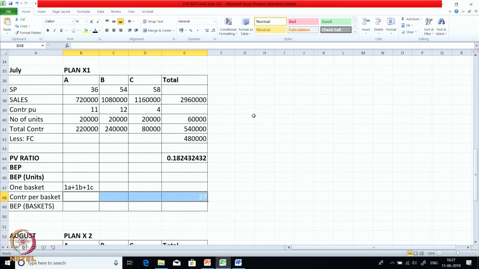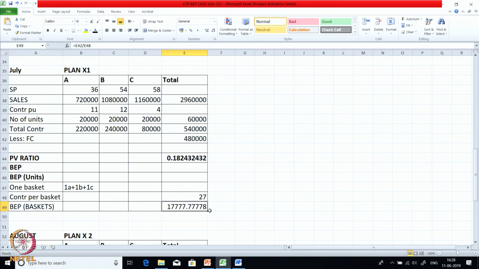Now, try to calculate the contribution per basket. So, you can take 1A, that is 11, 1B 12, 1C 14. So, the total contribution of the basket is 27. Now, we have to generate the fixed cost of 480 by way of contribution. So, FC upon contribution per unit is the formula. So, 480,000 divided by 27 will give you breakeven in terms of number of baskets. Are you getting me? So, your answer is 17,777.77.